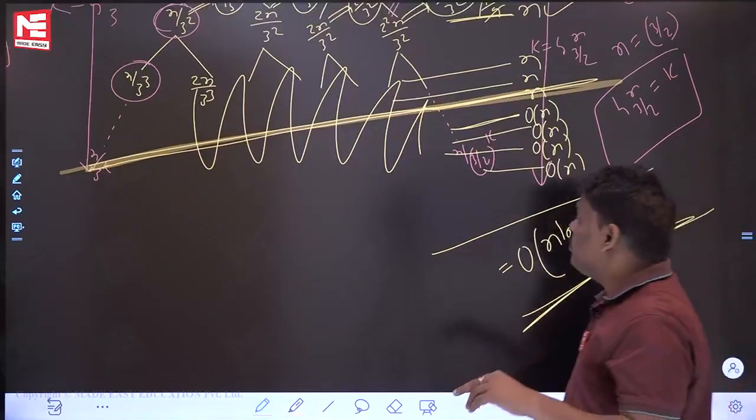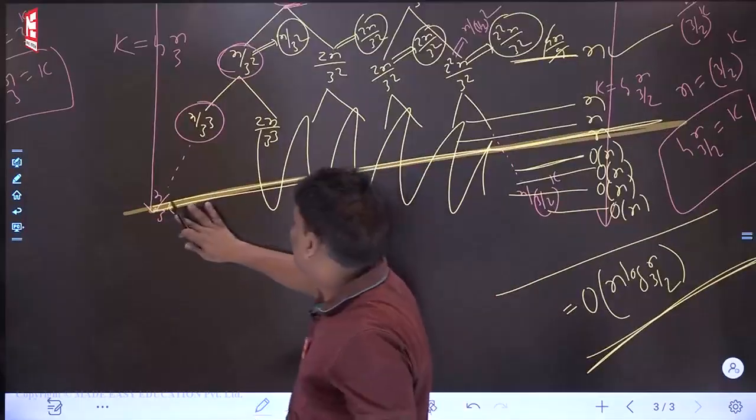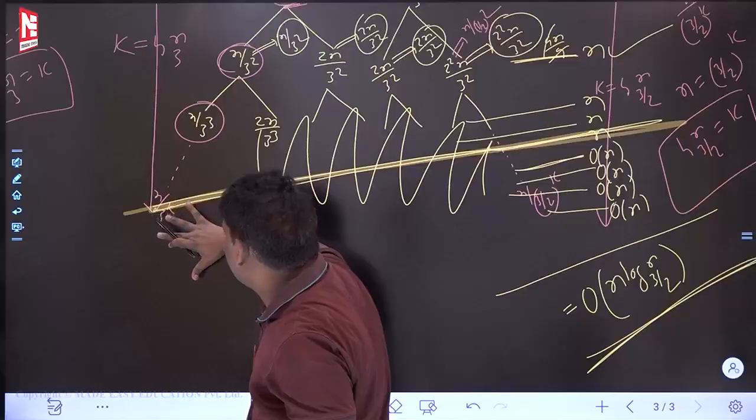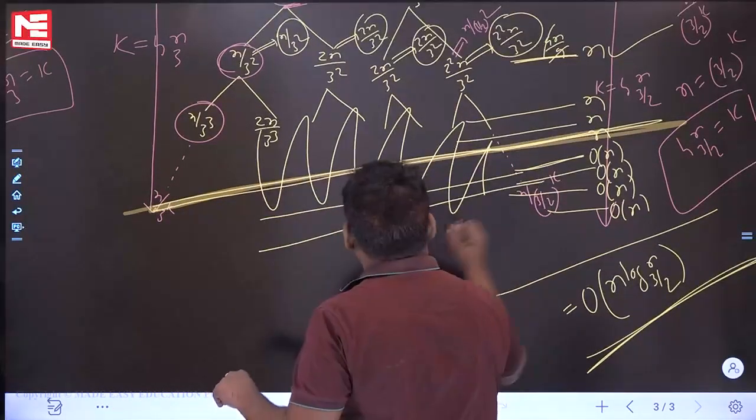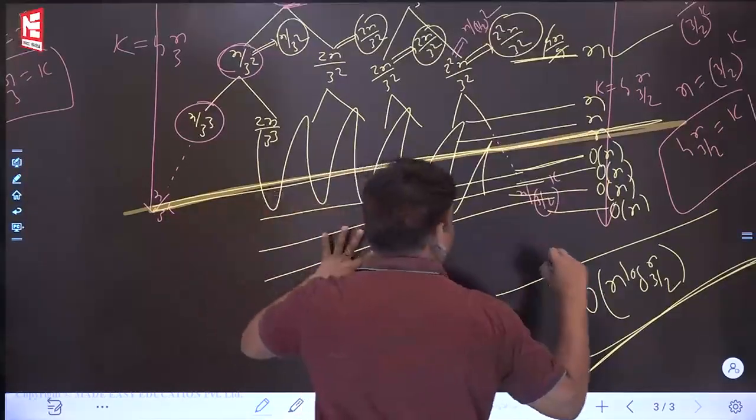Some people are asking, sir, why upper bound? See, here some people are not there. See, here a gap is there. Still I counted every level, see, one, I counted still. Even though some people are not there, I counted. So upper bound is n.